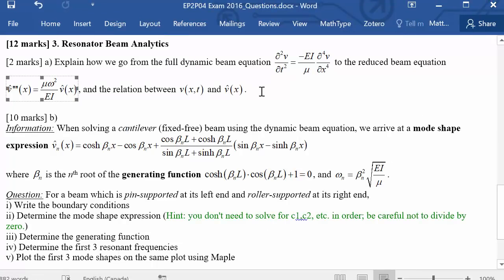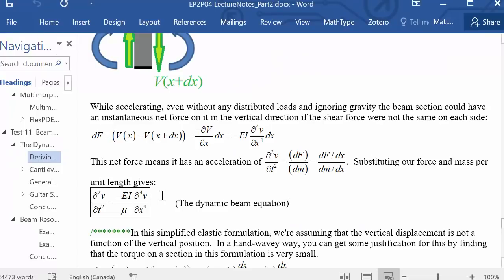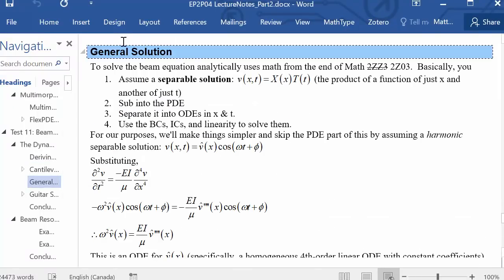Now to figure out this thing, what you do is substitute, right? So this is also covered in the lecture notes under the general solution part of it. So previously, in a general form of a partial differential equation like the dynamic beam equation, you would normally assume a general separable solution, then substitute in, separate into ordinary differential equations in x and t. And then use the boundary conditions, initial conditions, and linearity to solve it.